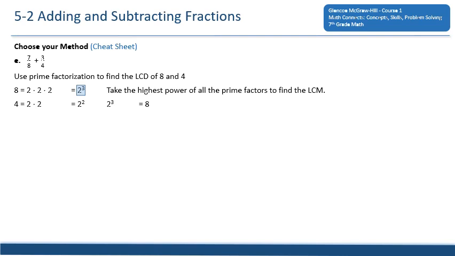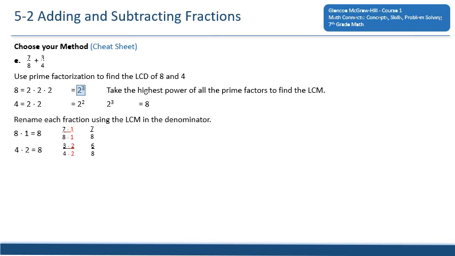We could have looked at the original problem and known that 8 is a multiple of 4, and that automatically is going to make 8 our least common multiple or least common denominator. So now we're going to rename each fraction using the least common multiple in the denominator. So 7/8 we don't have to change, so we'll just show that visually using the identity property. 7/8 times 1/1, or 7/8 times 1 equals 7/8.